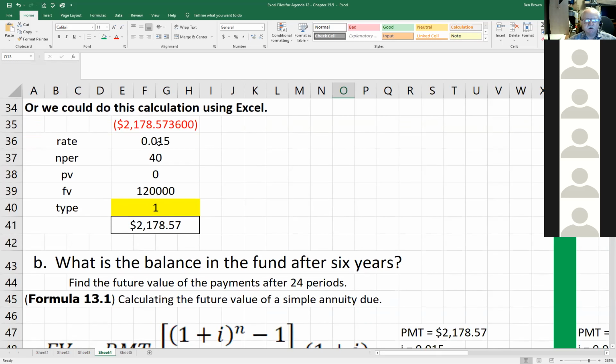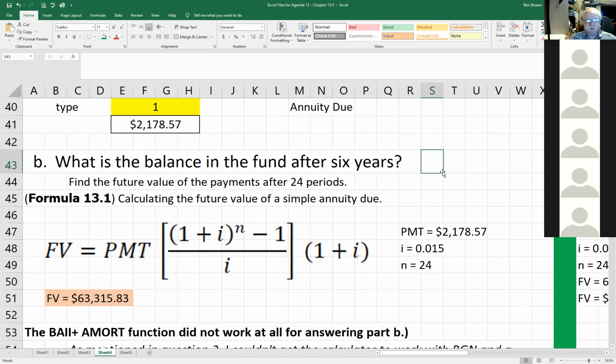We can do the same calculation on Excel. How did we come up with that number? Let's see, the interest rate was what? 6% divided by 4. So that we had to do that calculation separately. We know it's annuity due. So this has to be a 1. And if we do those correctly, we'll come up with the same answer.